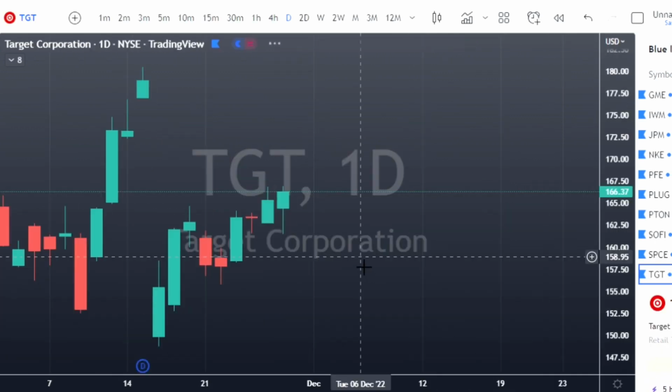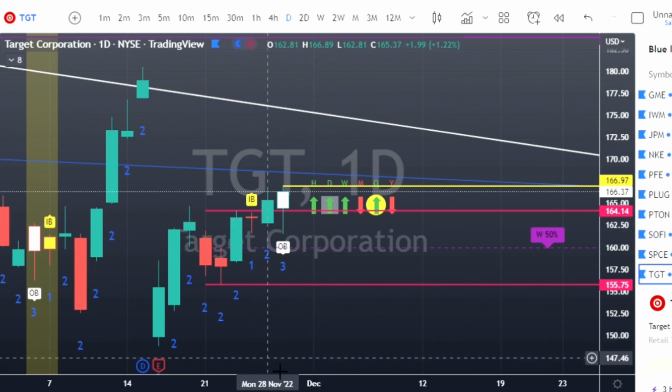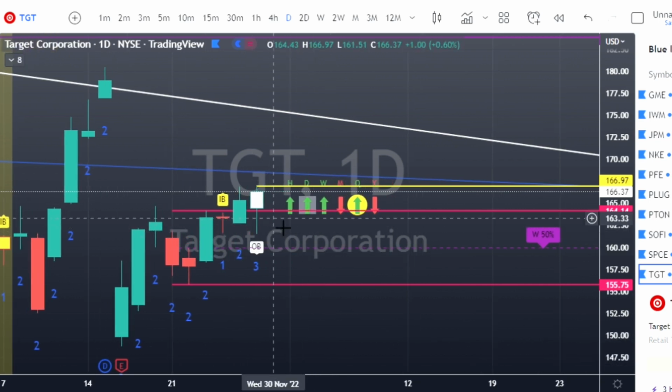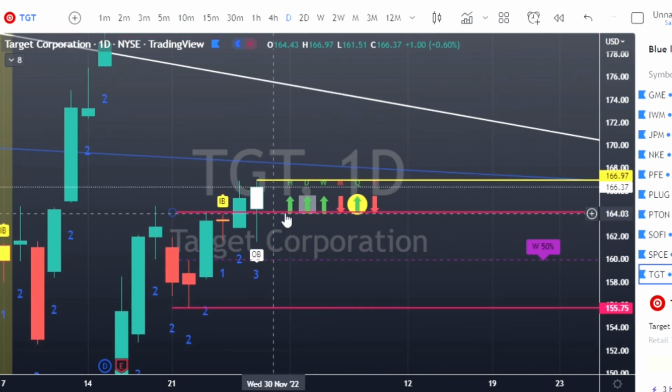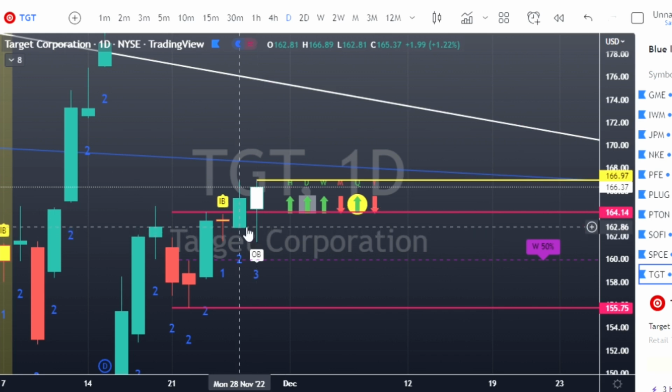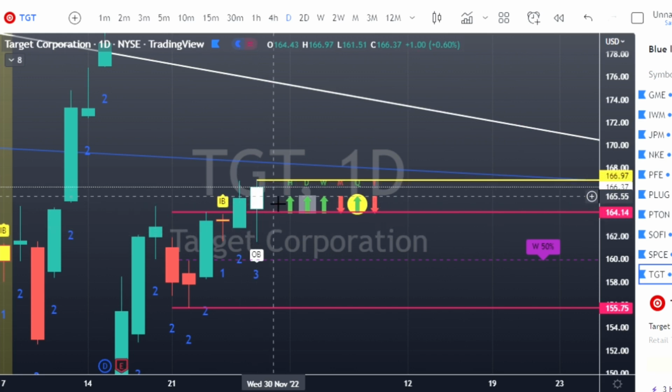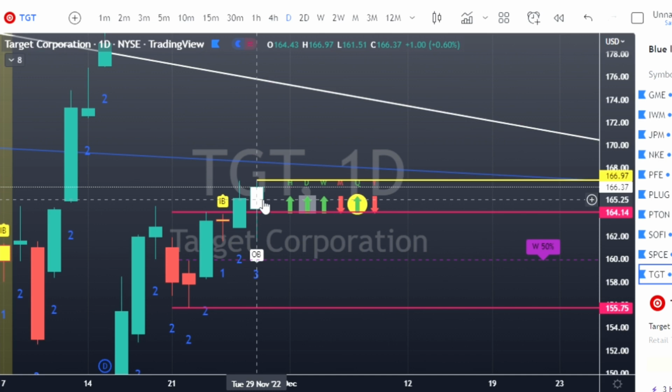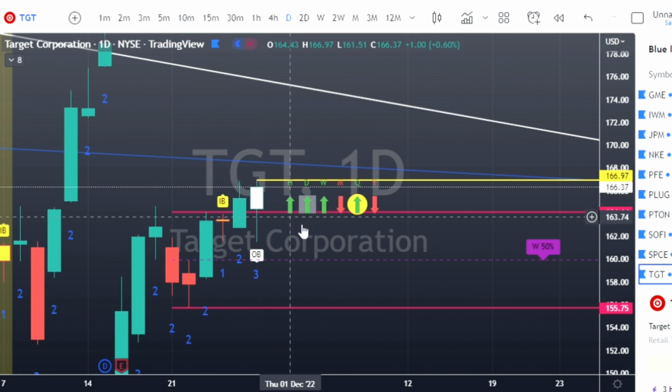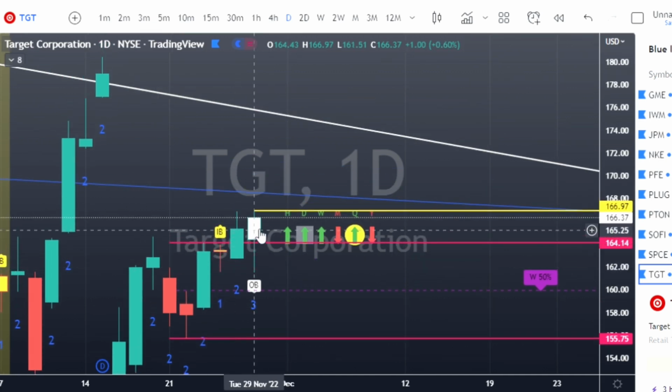Target. Okay, so this one is also a little bit different. We've already broken to the high side of the inside week. So we have a 3-bar or an outside bar. We've broken both sides, both the low and the high of the previous candle, and we have a hammer candle. It's an actionable signal.